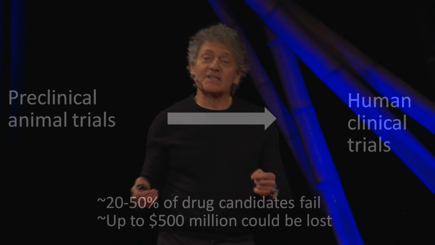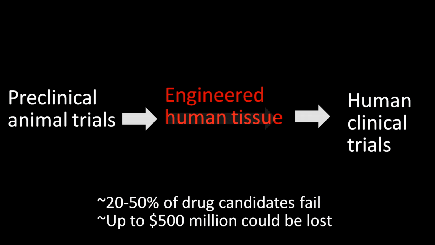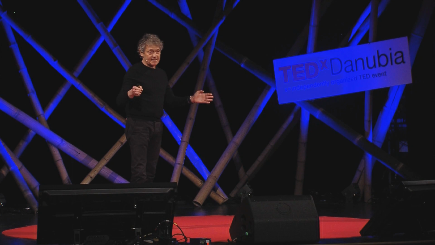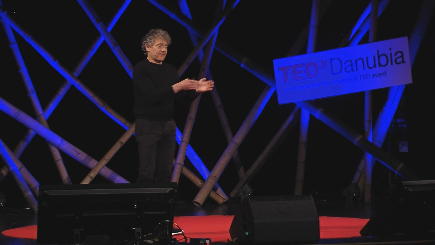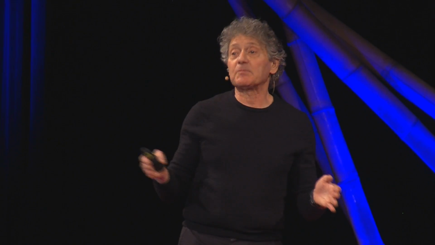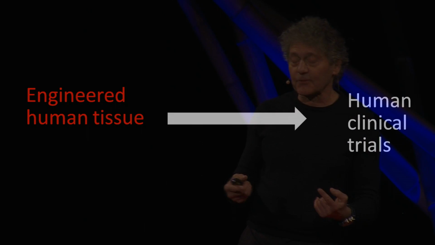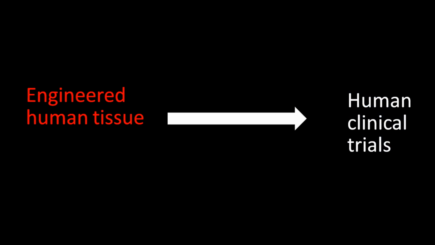But what if we could put engineered human tissues to interface those 2 points in the drug development process? Surely, if the drug does not work on the engineered human tissue, well, there's a great probability that it's not going to work in the human. And if we are in this endeavor successful, then we can imagine that we could eliminate entirely animal trials. And that would be great, because animal trials are becoming more and more controversial anyway.